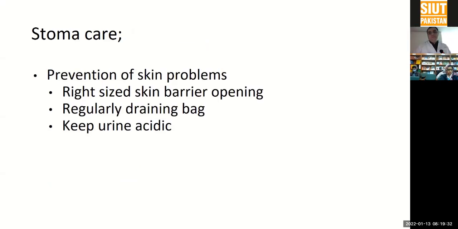Skin and drainage bag problems can be prevented by educating the patient regarding right-sized opening of the skin barrier, with regular drainage of the bag, and to keep the urine acidic. The urine can be made acidic by taking plenty of water, use of cranberry, and eating animal protein, including a diet with dairy products and fermented products. Low pH prevents UTI and struvite crystal formation, and also prevents the malodor.